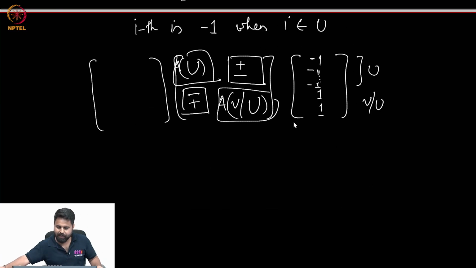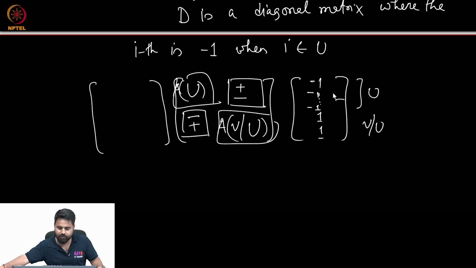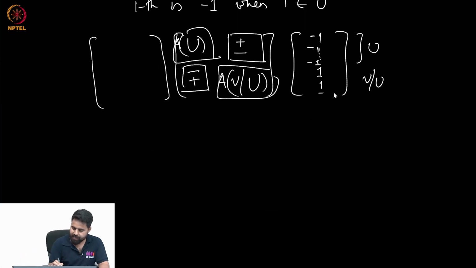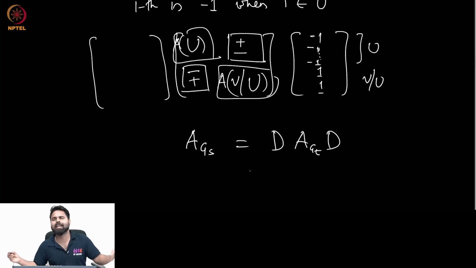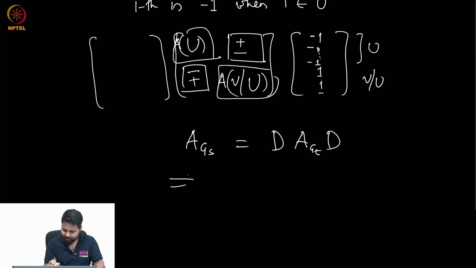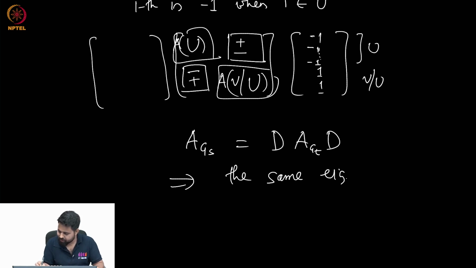Very good. Now this is very straightforward. A_GS is nothing but D A_GT D. We have already seen multiple times that these two matrices are similar, so they have the same eigenvalues.